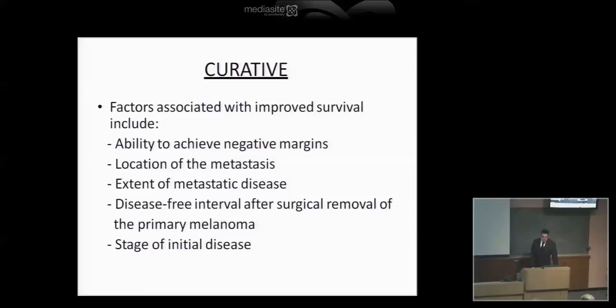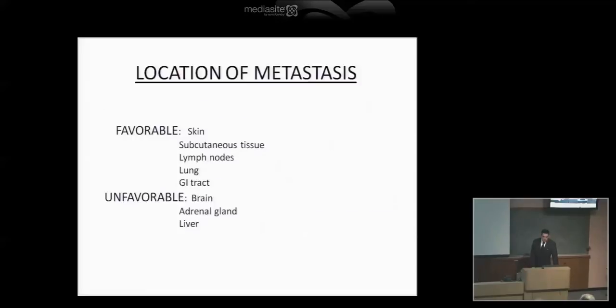With regards to location of the metastases, favorable survival is seen if the metastases are located in the skin, subcutaneous tissue, or lymph nodes, or the lung or the GI tract. Unfavorable metastases with a 5-year survival of about 3% is seen if they have metastases in the brain, the adrenal gland, or in the liver. So that's doing surgery for a curative purpose.